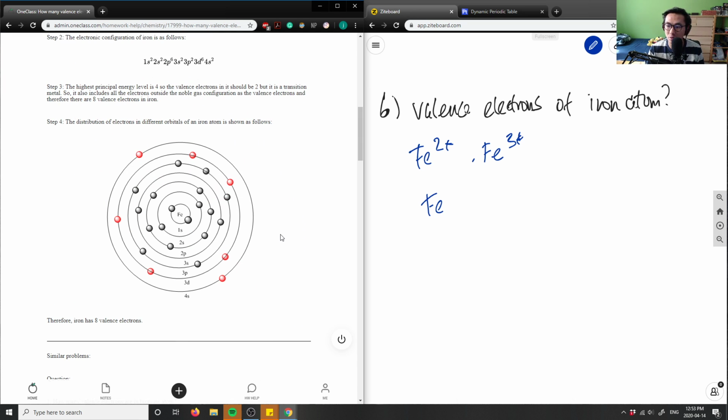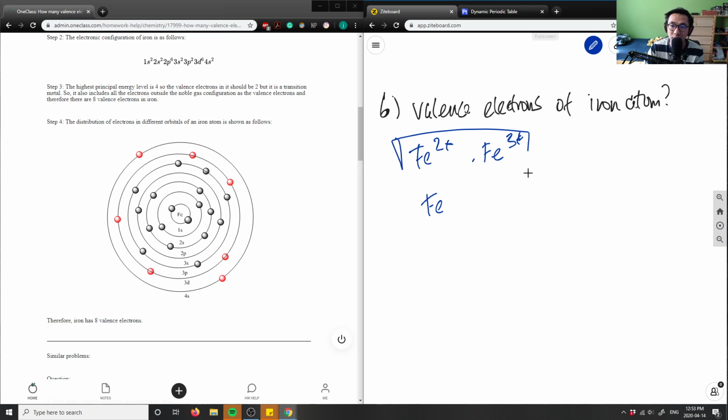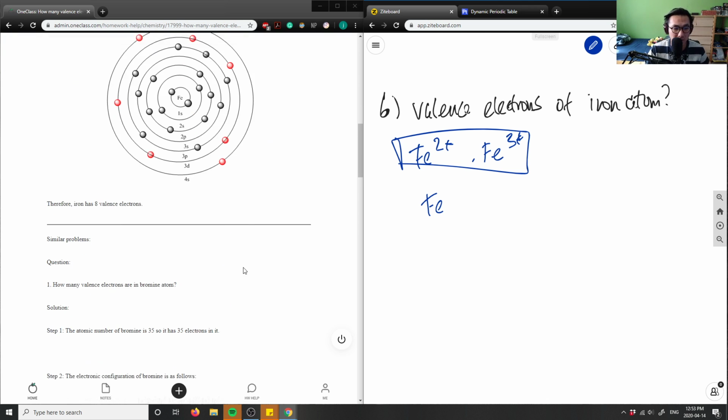So when we talk about valence electrons, traditionally it's just the electrons on the outer shell, right? But in this case, valence electrons are the electrons that are needed for bonding, and all of these 8 electrons are responsible for bonding, and that's how we get these charges here, right? Fe2+ and Fe3+ is simply the rearrangement of these valence electrons here. So this solution is correct.